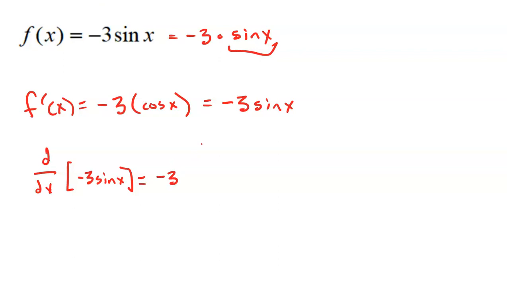I wrote that wrong. Oh my gosh, I can't believe I did that. Hopefully you were screaming at your computer screen there. I wrote cosine of x here and then I changed it. I'm so sorry. That's a cosine of x right there. So negative 3 cosine of x.